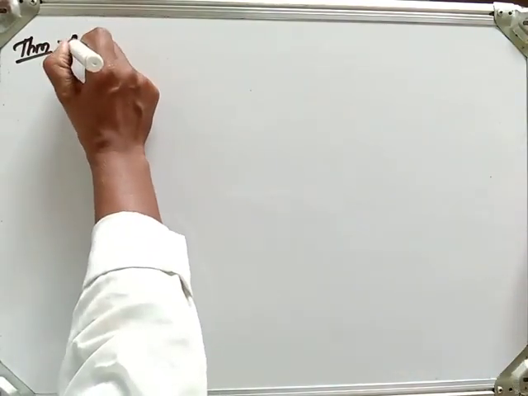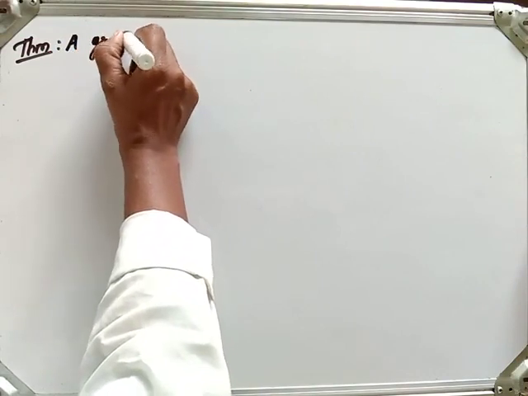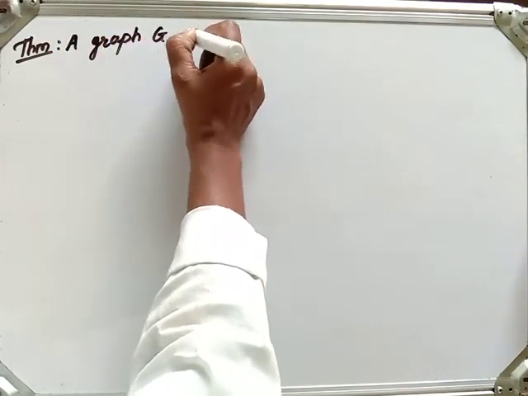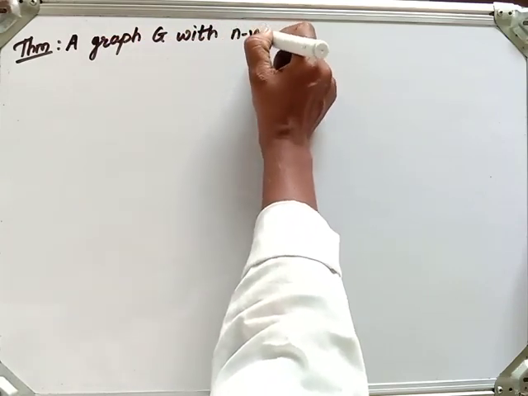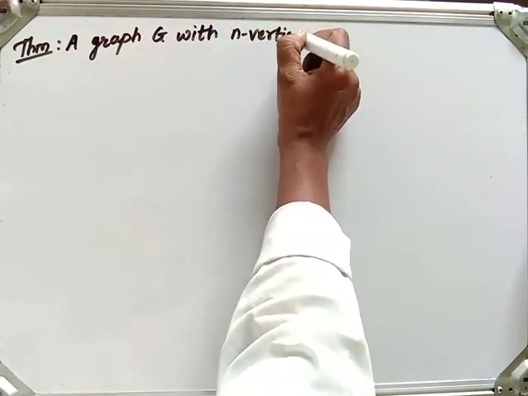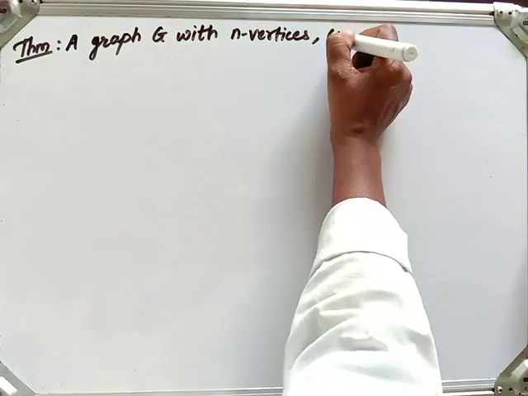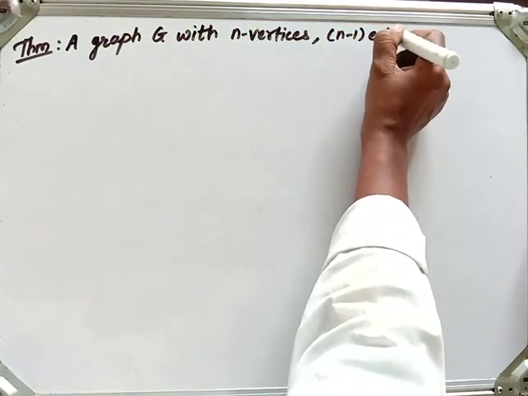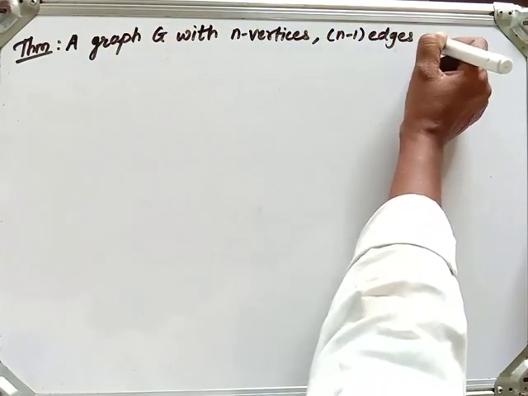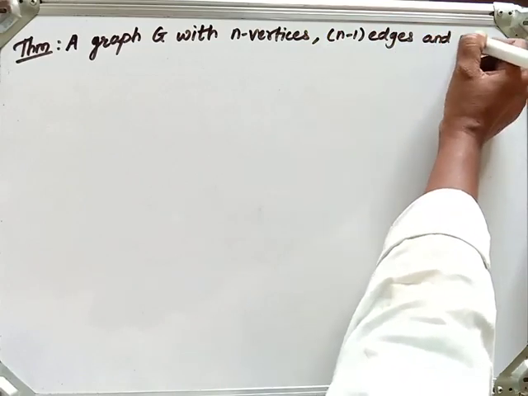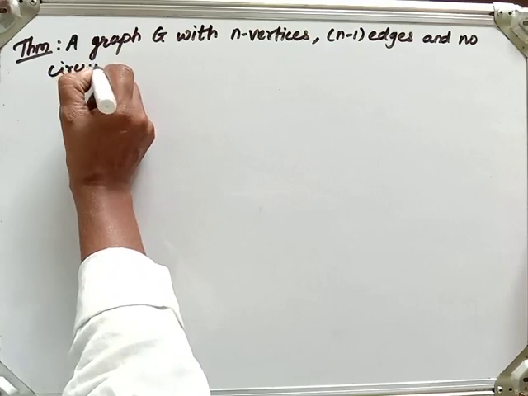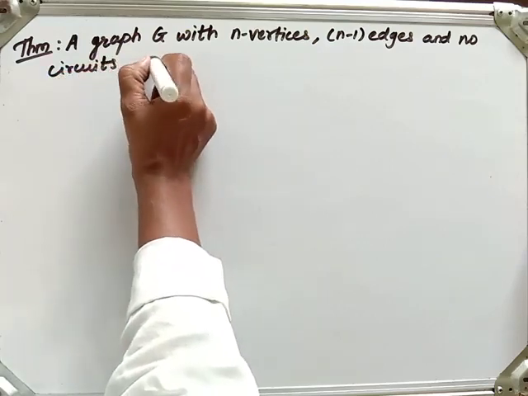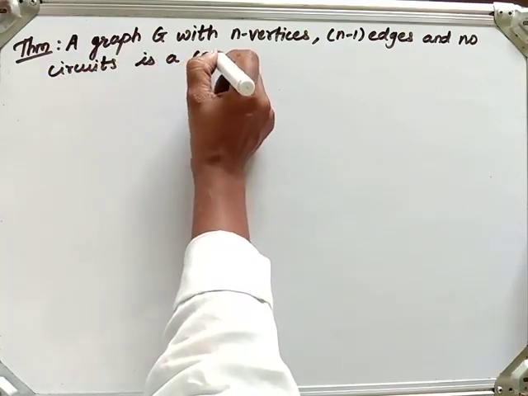The next theorem says that a graph G with n vertices, n minus 1 edges, and no circuits is a connected graph.